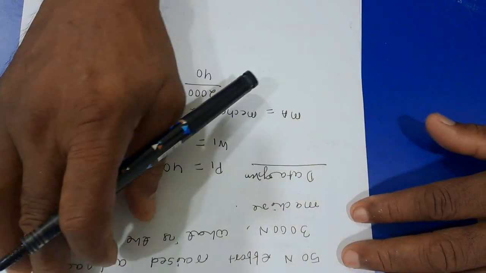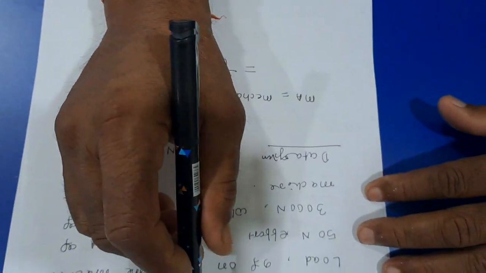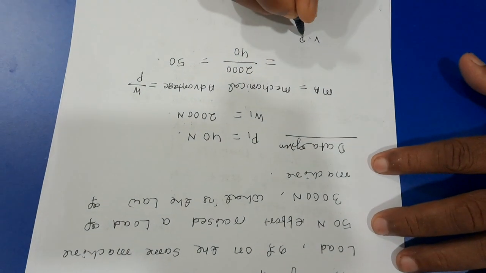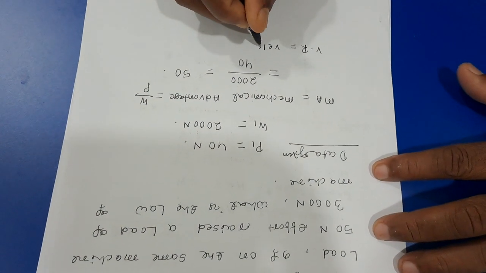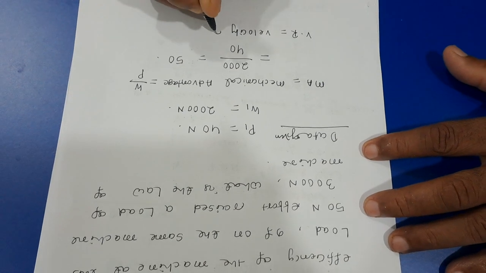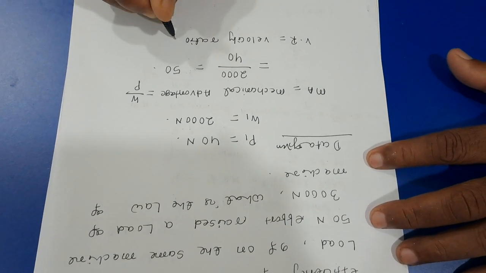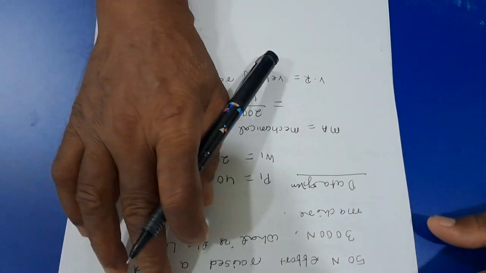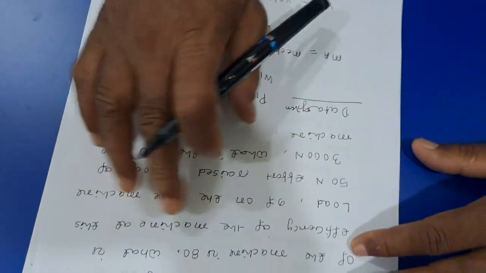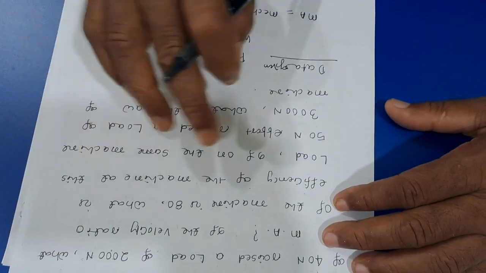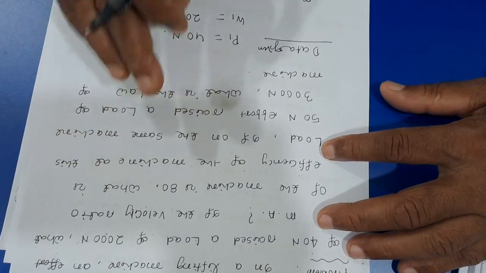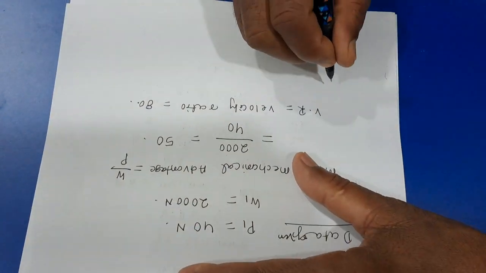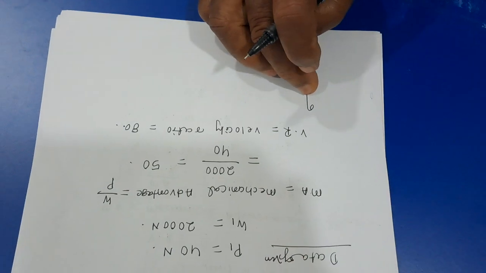Then question is like that. Second, if the velocity ratio of the machine is 80, VR is equal to velocity ratio, is equal to 80. Then what is the efficiency of the machine at this load? If the velocity ratio is 80, then what is the efficiency? You know that this is the symbol for efficiency.